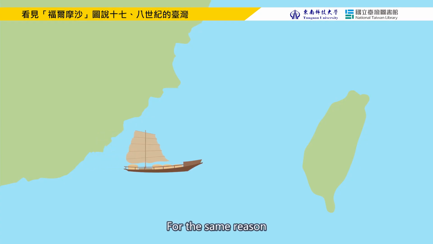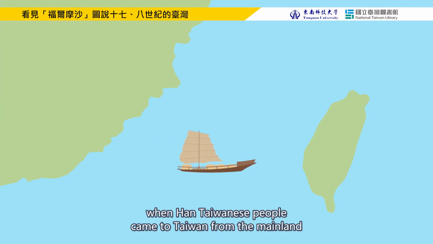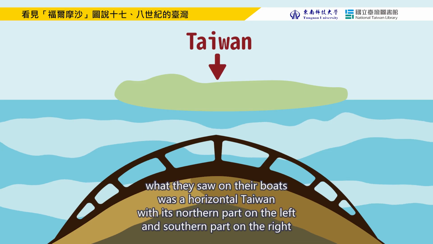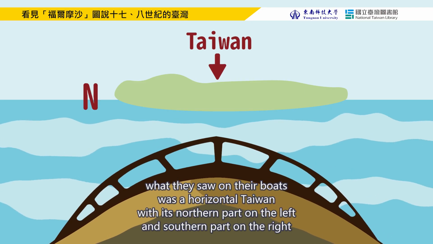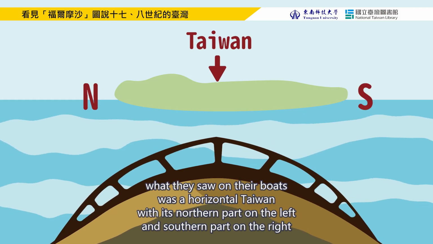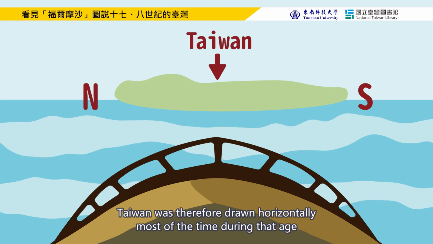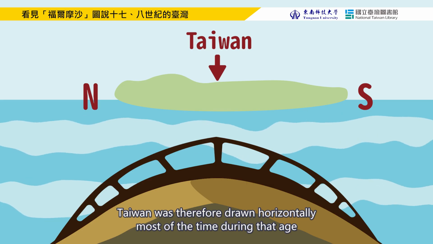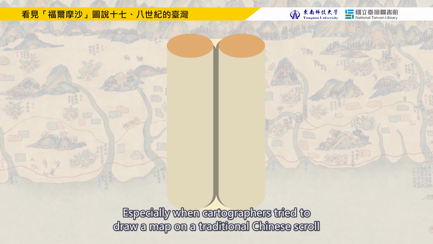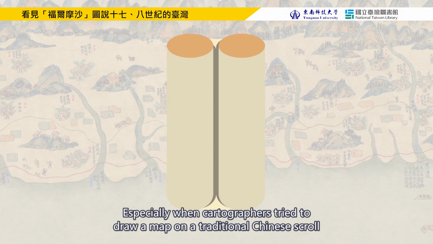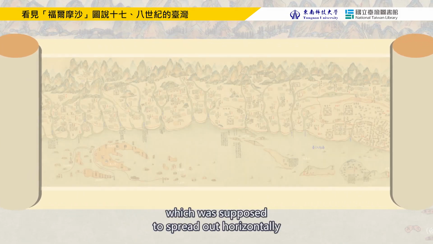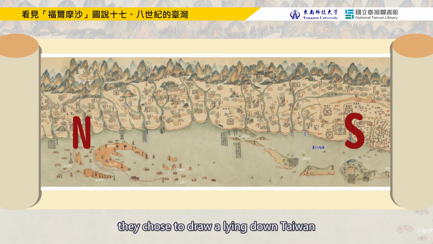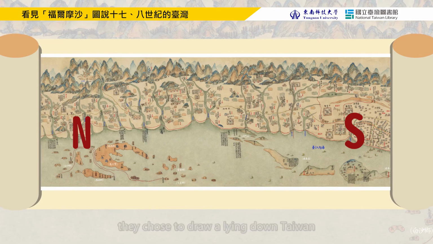For the same reason, when Han Taiwanese people came to Taiwan from the mainland, what they saw on their boats was a horizontal Taiwan, with its northern part on the left and southern part on the right. Taiwan was therefore drawn horizontally most of the time during that age. Especially when cartographers tried to draw a map on a traditional Chinese scroll, which was supposed to spread out horizontally, they chose to draw a lying down Taiwan.